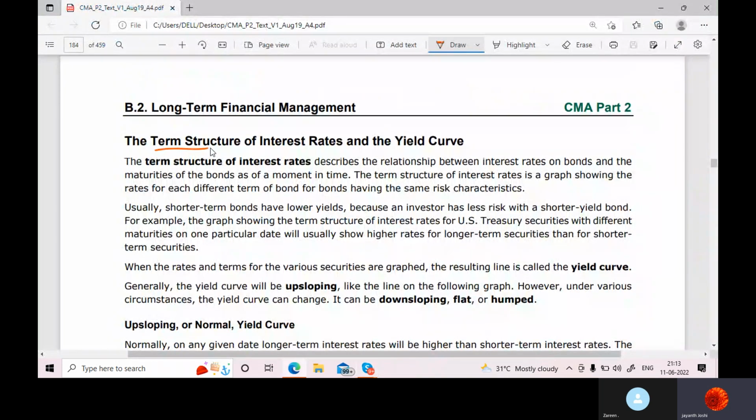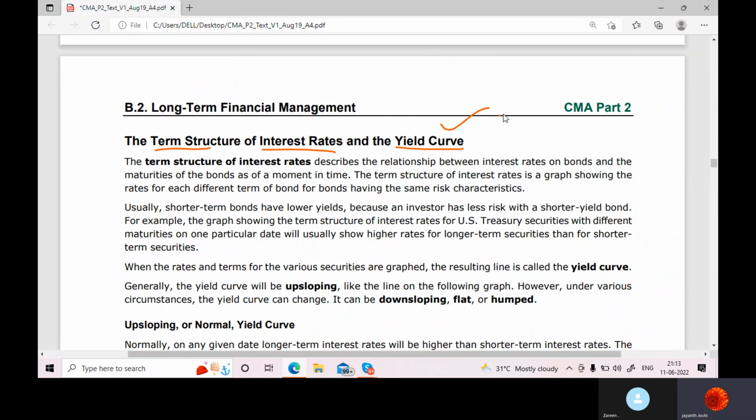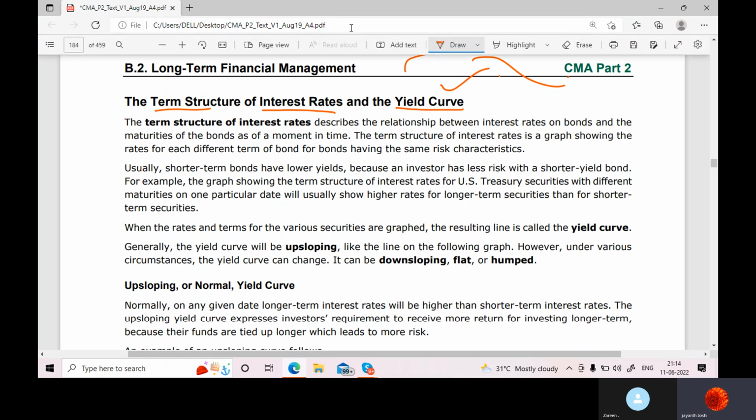So today's topic is the term structure of interest rates and yield curve. Term structure is a very clearly stated notion. Term structure is nothing but seeing what term, or for what period, we are holding the bond, and we will see how the yield curve behaves, whether it's an upward sloping curve or a downward sloping curve. We'll see that with the help of some figures and try to understand how and why this yield curve behaves differently in different scenarios.